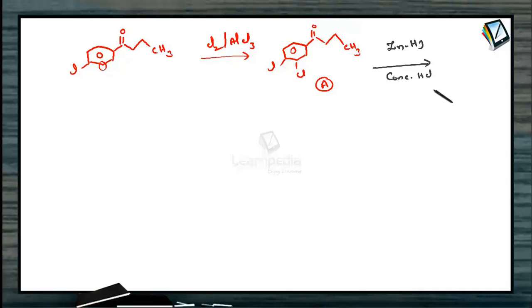So this C double bond O will become CH2. So therefore this remains the same, chlorine and chlorine, and this CH2, CH2, CH2, CH3. This is B. Now what is C formed on treatment with nitration, that is nitric acid with concentrated sulfuric acid, nitration reaction. Nitronium ion is an electrophile. Therefore, electrophilic substitution should take place.